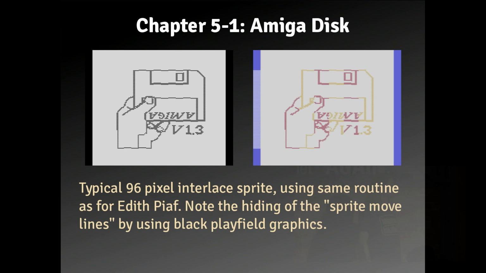Chapter 5.1, the Amiga disk. This is roughly the same as the Edith Piaf at the beginning. It's the same stuff used, and because of it, there is something I call the bad line. When you move the sprite for interlacing and stuff like this, the first 8 color clock cycles are displayed in black.